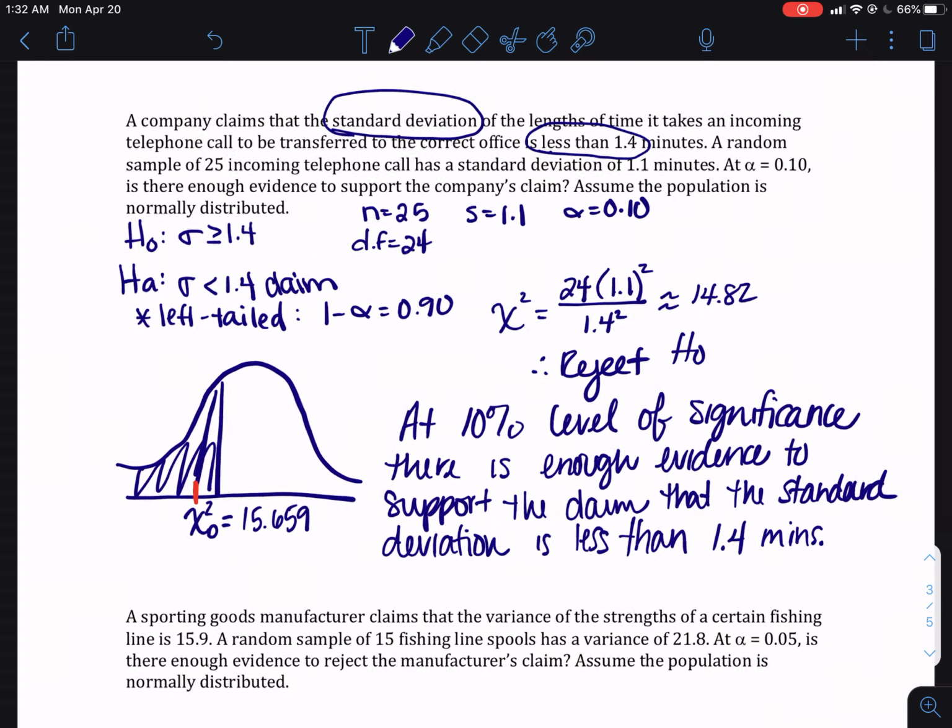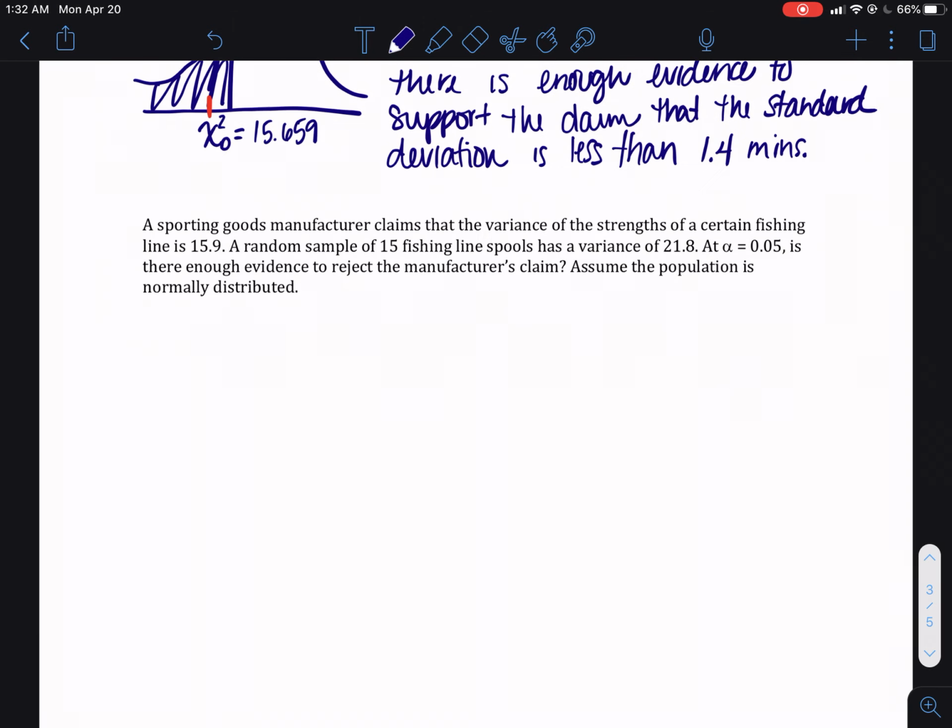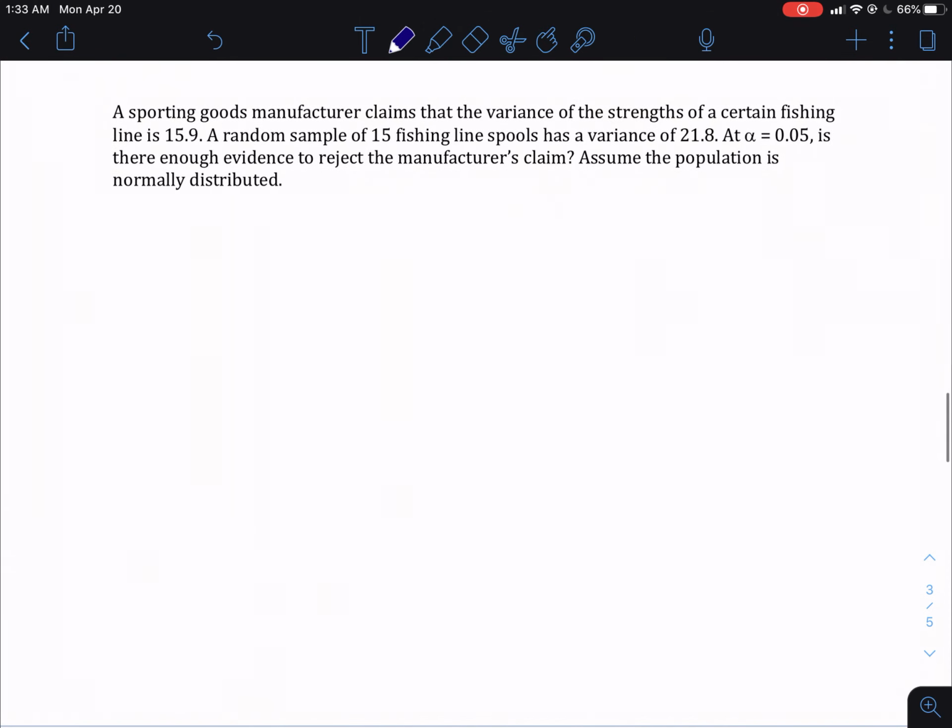All right, and our last example. A sporting goods manufacturer claims that the variance of the strengths of a certain fishing line is 15.9. A random sample of 15 line spools has a variance of 21.8 at alpha equals 0.05. Is there enough evidence to reject the manufacturer's claim? Assume that the population is normally distributed.